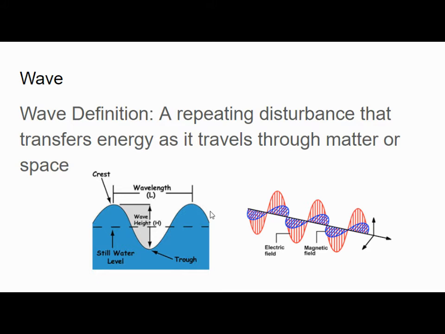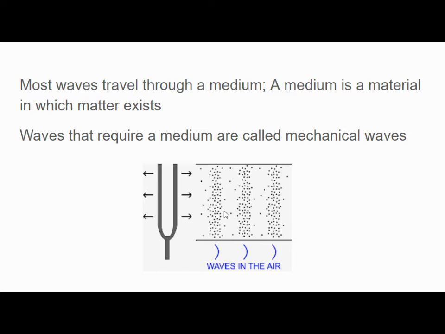So waves, of course, waves are repeating disturbances that transfer energy through matter and space. Remember, we have our crests, our heights. So waves can be water, waves can be light, waves can be sound, waves are energy. So most waves travel through a medium. A medium is something that exists with matter. So that is in the air, that is through objects.